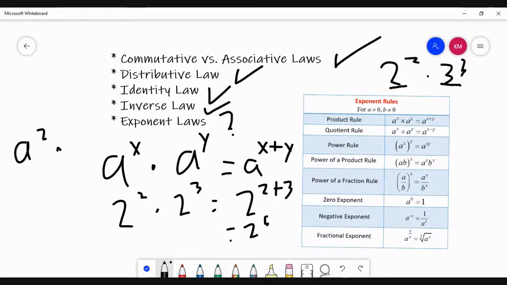Also, say I do have a to the second times a to the third. Well, that's a to the 2 plus 3, which gives me a to the 5th. So whether you're doing this by letter or by number, know that the bases must be the same for you to add your exponents, your powers, together.